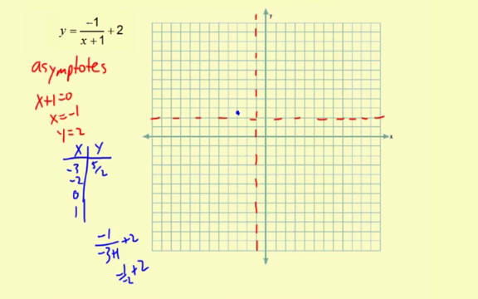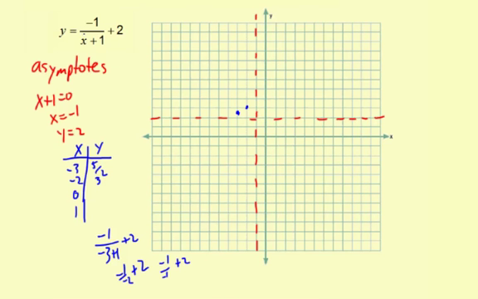Negative 3 and then up 2.5. Input a negative 2. We have negative 1 over negative 2 plus 1. That's the same thing as negative 1 divided by negative 1 and then plus 2. So it would be 1 plus 2, which is 3. So negative 2 and then 3. It's right there.